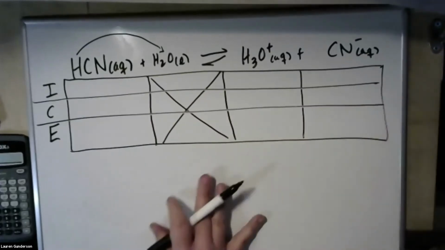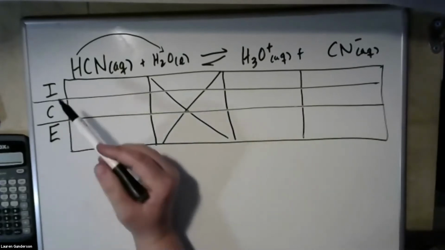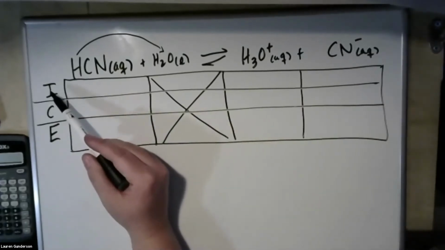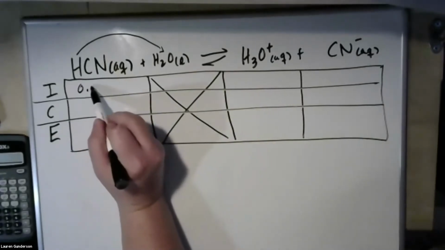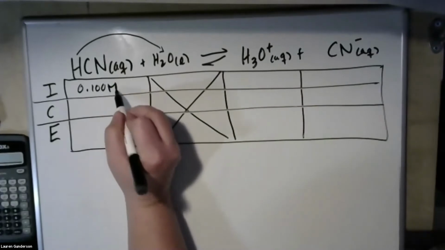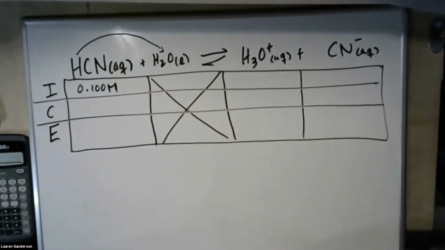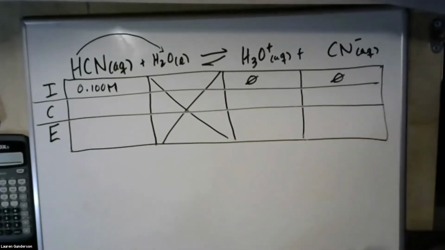Okay. And we're going to set this up the same way initially, where they gave us an initial amount of our weak acid, and that's 0.1 molar. And we can assume that initially we don't have any product. That product is going to come as the acid dissociates.